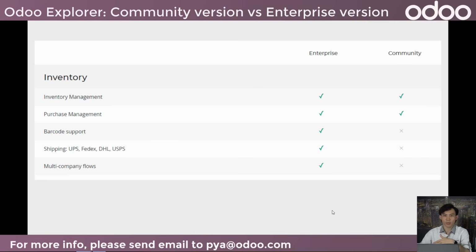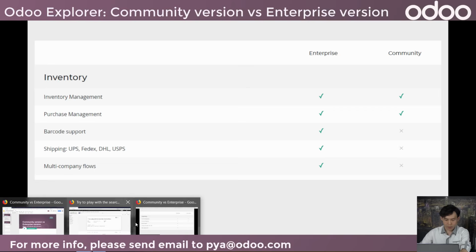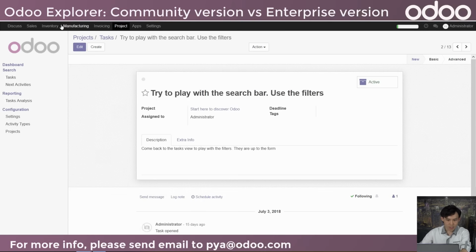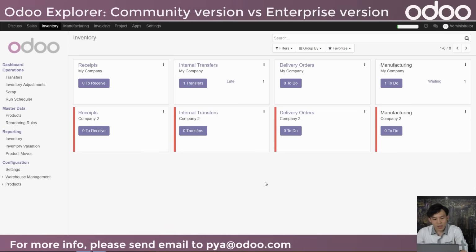While in the community version, you can set up multiple companies, but you cannot set up multi-company flows of inventory between those different companies. So here, let's take a quick look. First, in the community version, again, you get a dashboard which shows you all the different inventory moves required. As you can see, you can still set up multiple companies, but the multi-company flow between them is not possible in the community version.